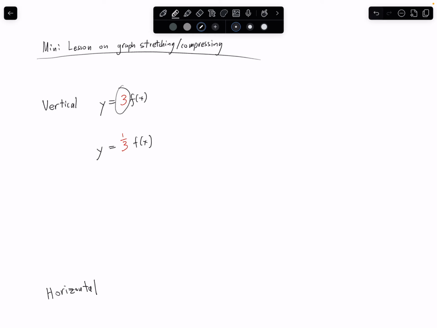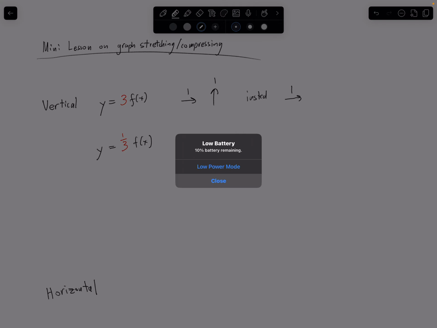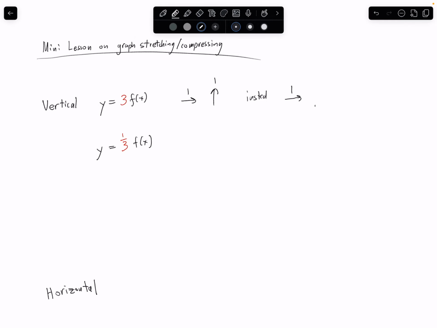When you're doing a vertical stretch, I always think of it like this: let's say you go out to the right by 1, and then you go up by 1. Well, if you're stretching by 3, you still go out by the same value, but you're vertically stretching. So instead of going up by 1, you're going to go up by 3. That's the idea of the stretch.